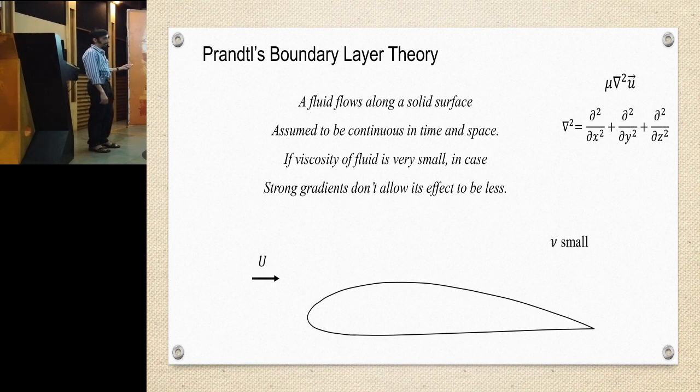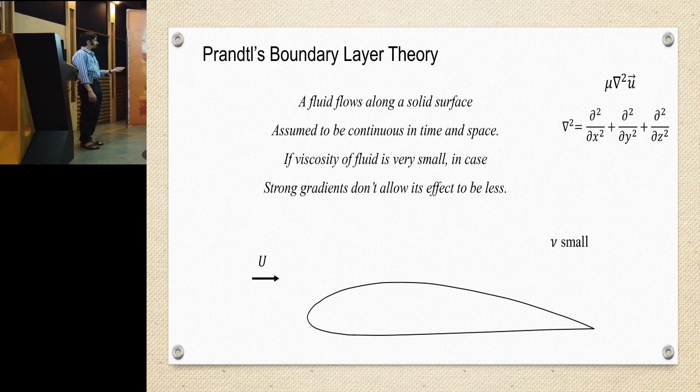If the viscosity of the fluid is very small, in that case strong gradients don't allow its effect to be negligible. That's the basic idea of boundary layer: even though the viscosity may be very small, the gradients can become very large. Now remember, the viscous force term is the viscosity multiplying the Laplacian operator, which really represents the gradient of stresses. So although mu may be very small, if del square u is large, the product may not be negligible. The product can be finite. That was the basic idea.